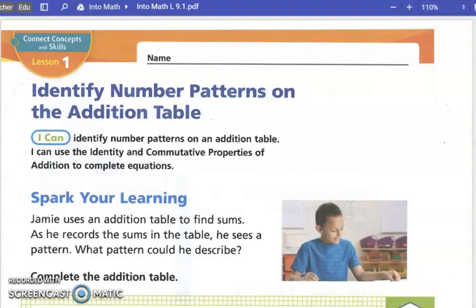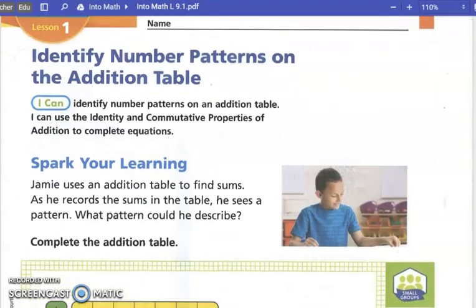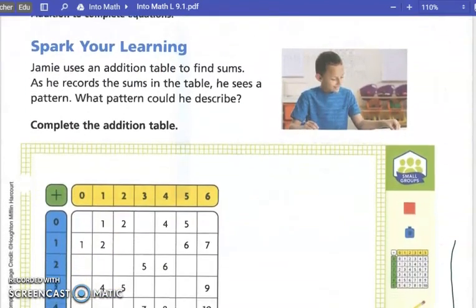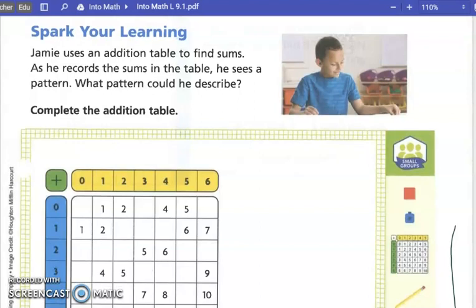Okay. So the identity property Brecken read to us states that anytime you add 0 to a number, your sum will be that number. And the commutative property says you can add 2 or more numbers in any order and get the same sum. So then they were supposed to go down and fill in the table. It says Jamie uses an addition table to find sums. As he records the sums in the table, he sees a pattern. What pattern could he describe?